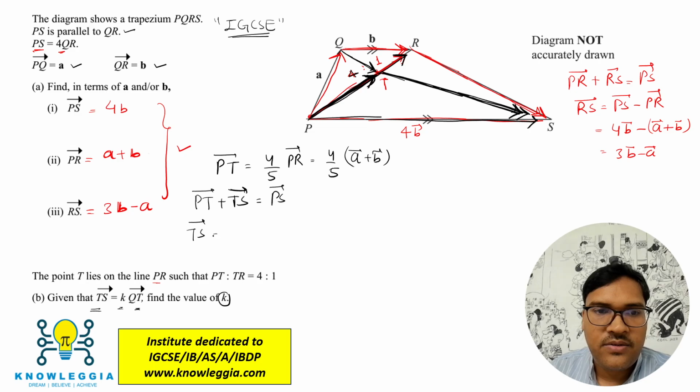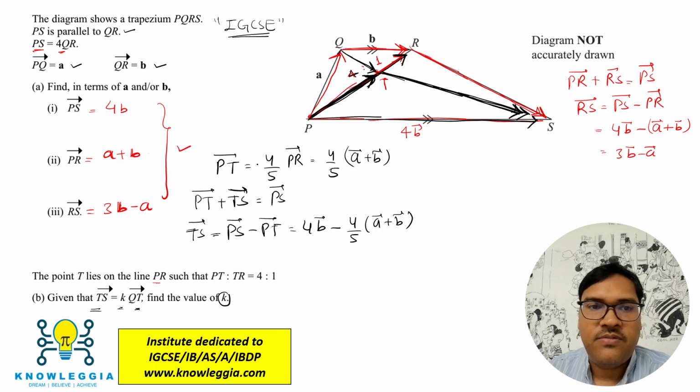What is TS vector? This is equal to PS vector minus PT vector. You know what PS vector is? This is 4B. And what is PT vector? This is equal to 4 by 5 (A plus B). From this, we have substituted this value.